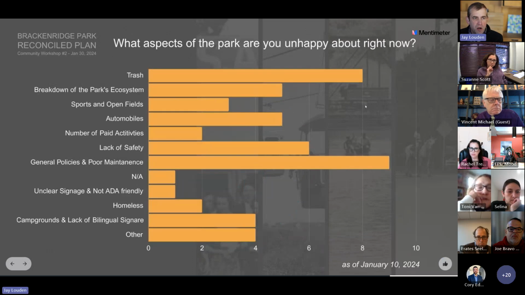What aspects of the park are you unhappy about right now? General policies and poor maintenance is first, trash is second, lack of safety third, and then another four that had some significant response: breakdown of the park's ecosystem, automobiles, campgrounds, and lack of bilingual signage, and other.